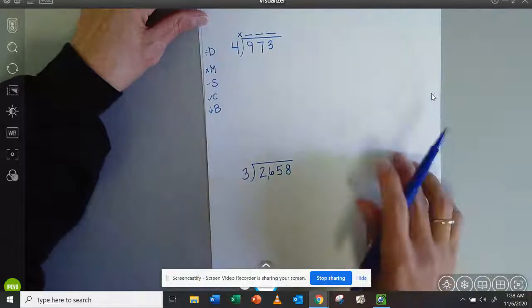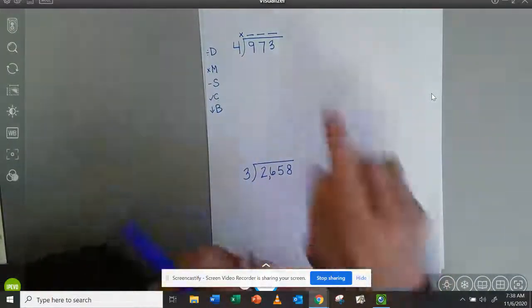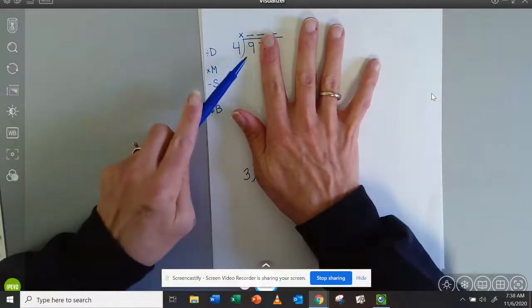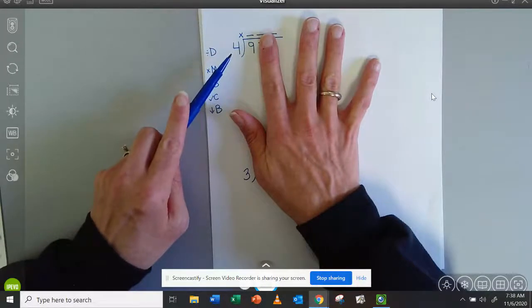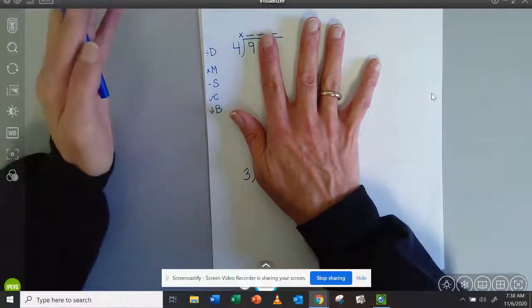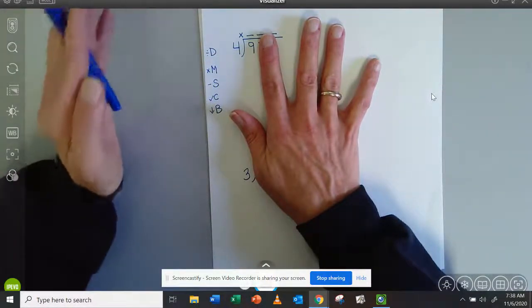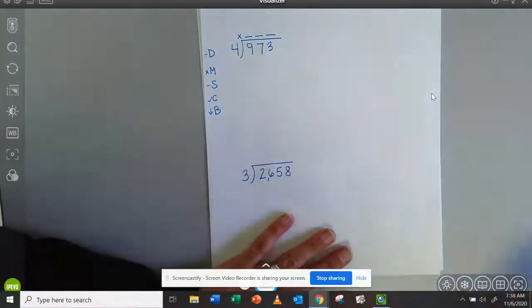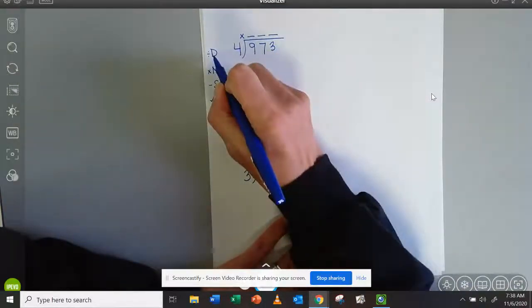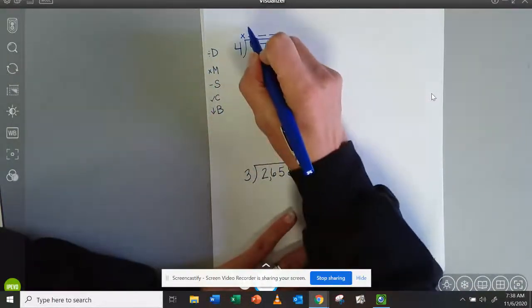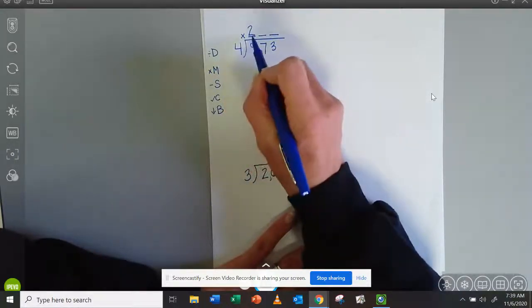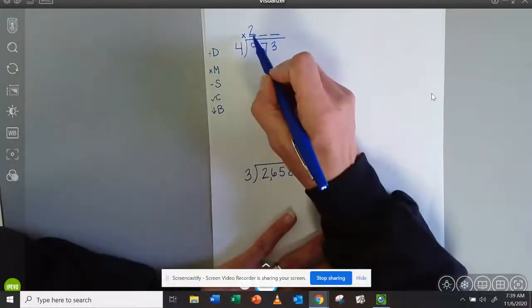So let's walk through this. The first thing I'm going to do, I start dividing here with the 9. I'm going to cover everything else up and think to myself, if I have 9 of something, how many groups of 4 can I make? I ask myself, how close can I get to 9 without going over? I know that 4 times 2 is 8. 4 times 3 is 12. That's too big. So 9 divided by 4 is 2. My answer goes on a dash because I divided. D, dash, divide. And now I've got that up there.